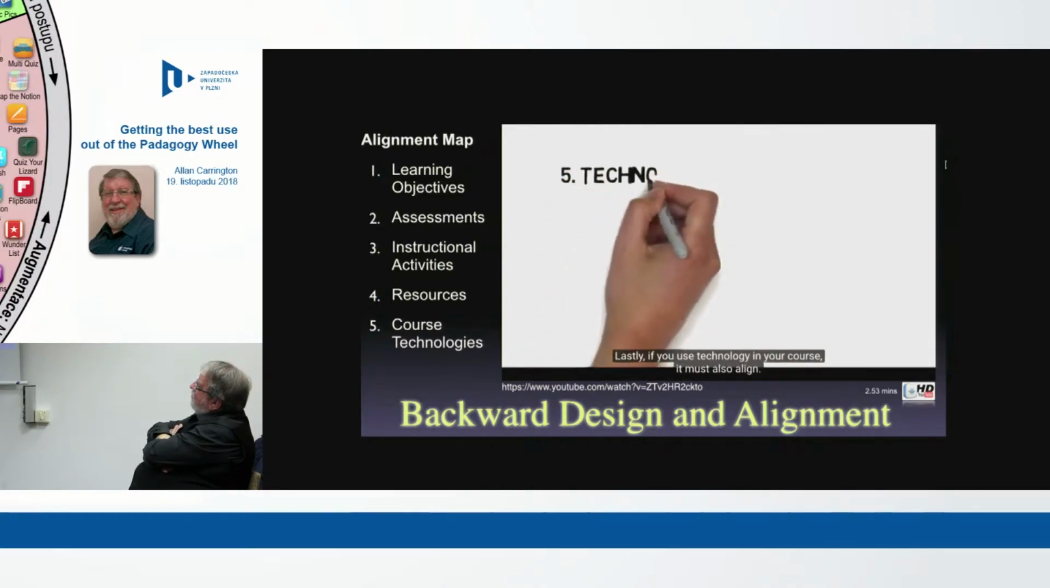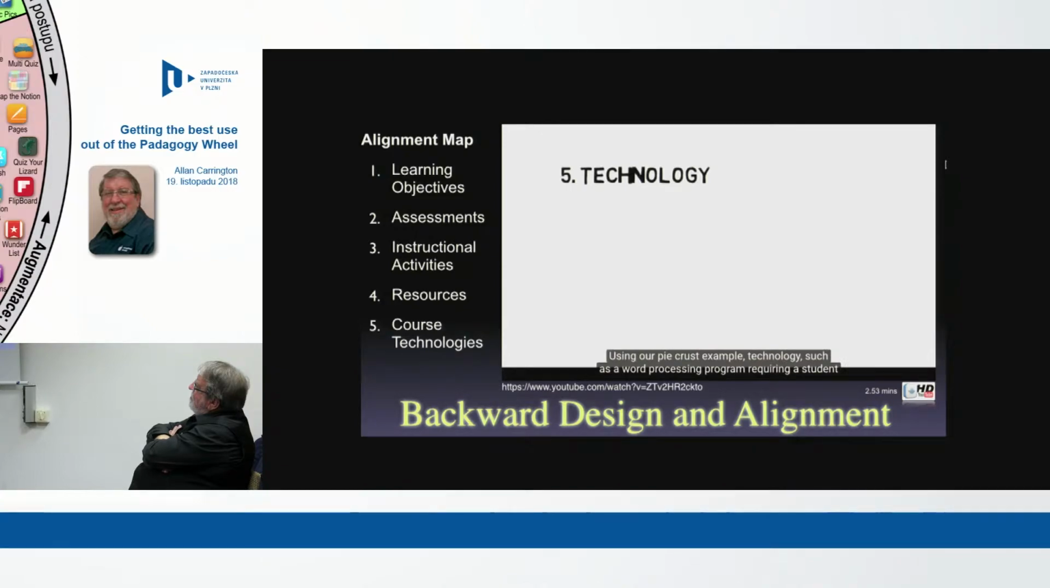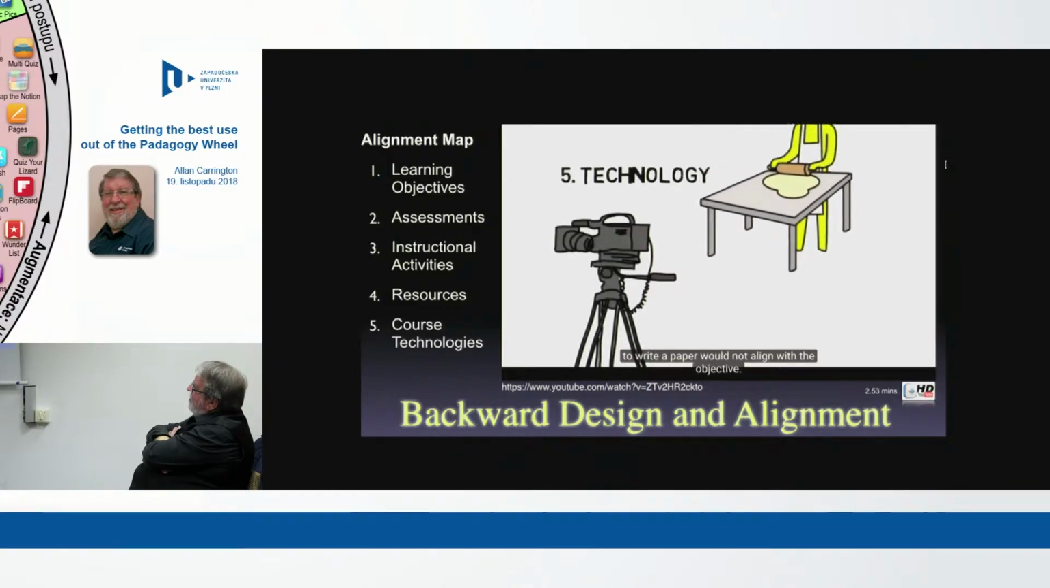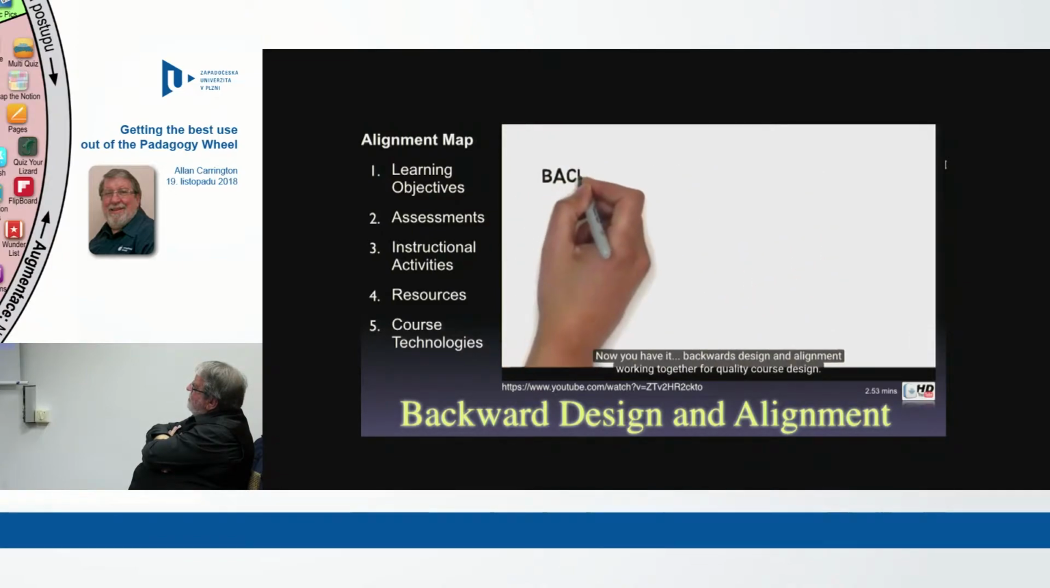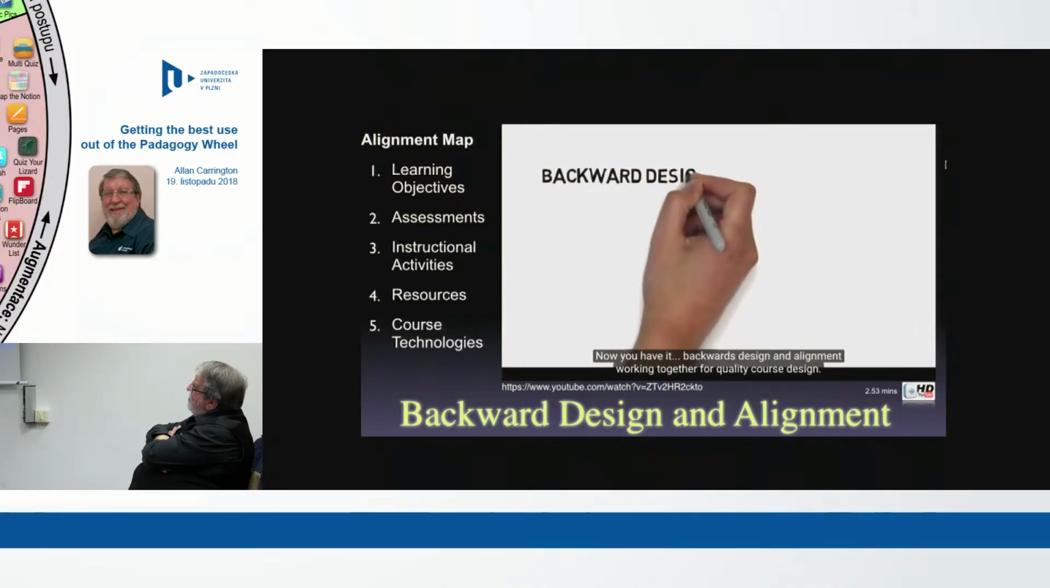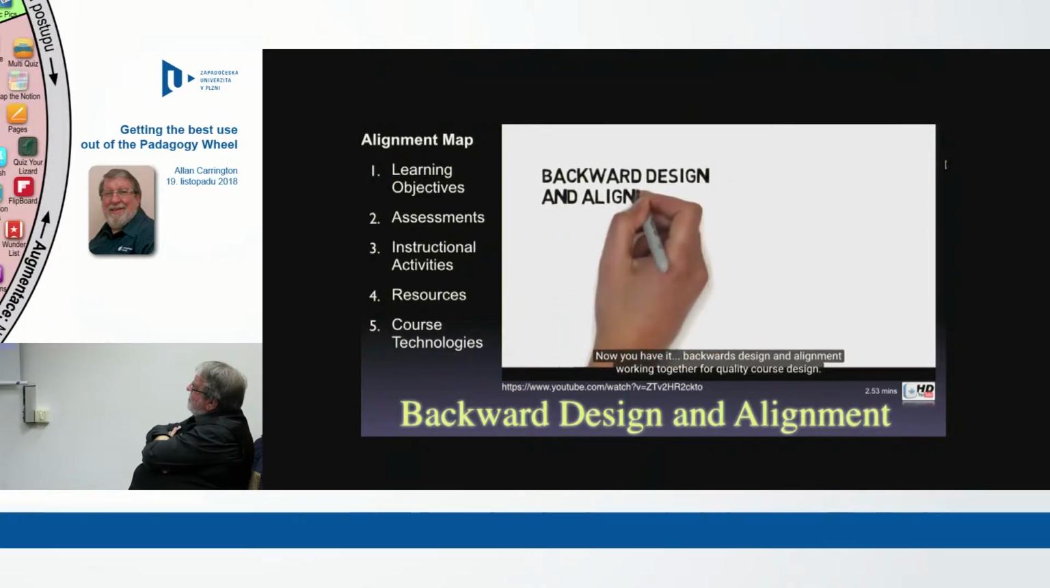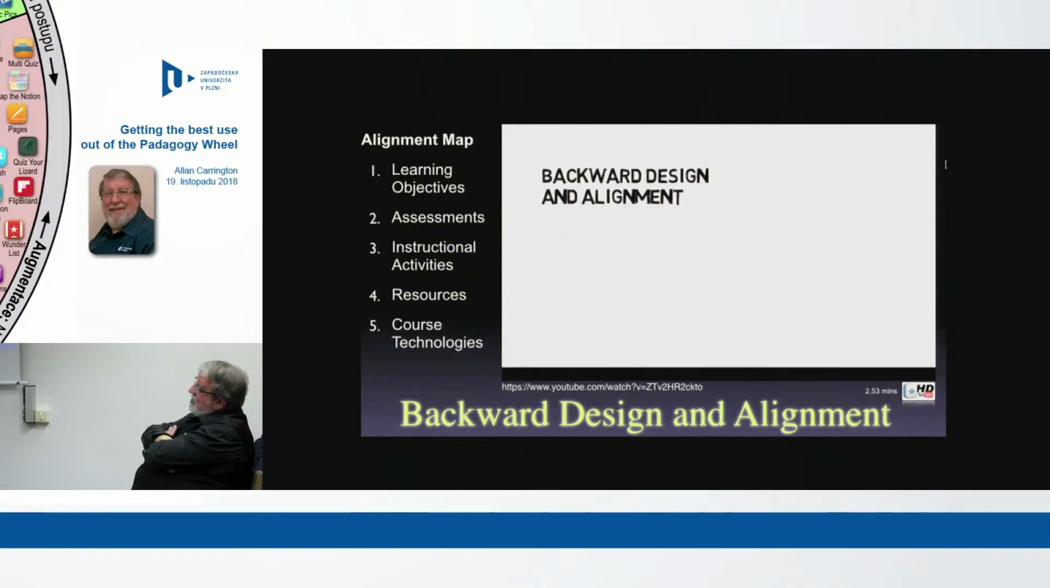Lastly, if you use technology in your course, it must also align. Using our pie crust example, technology such as a word processing program requiring a student to write a paper would not align with this particular objective, but a video demonstration of the student making the pie would. Now you have it. Backwards design and alignment working together for quality course design.